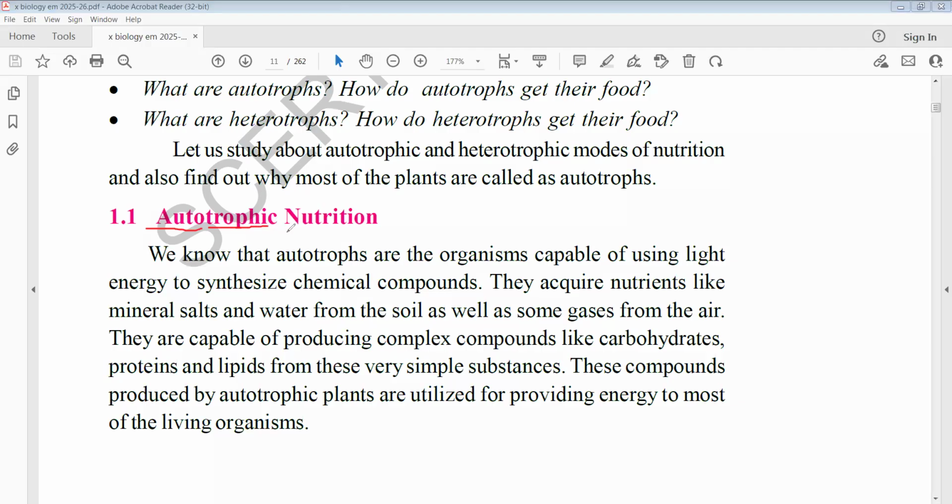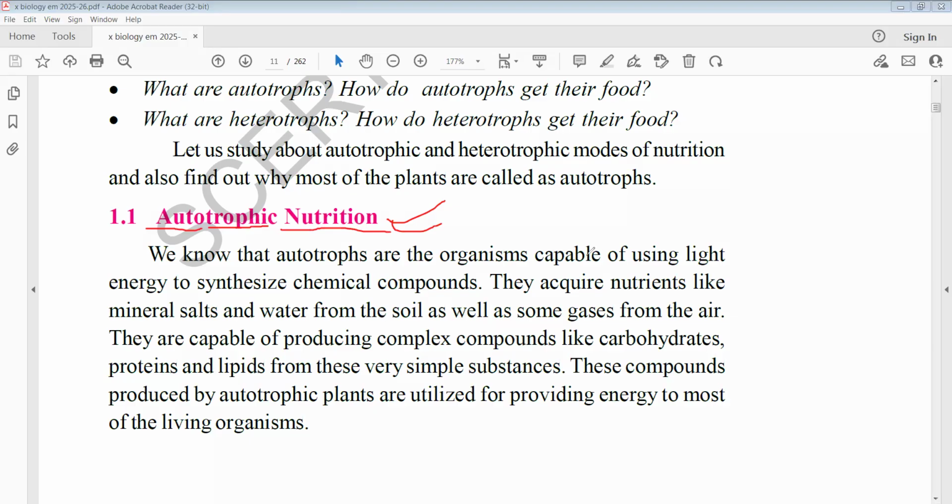The green plants prepare their own food by using sunlight in the presence of chlorophyll. By taking water and carbon dioxide from the atmosphere, they prepare their own food, and that is called autotrophic nutrition. So all green plants take water from the ground and carbon dioxide from the atmosphere, and in the presence of sunlight, with the help of chlorophyll, they prepare their own food, which is called autotrophic nutrition.